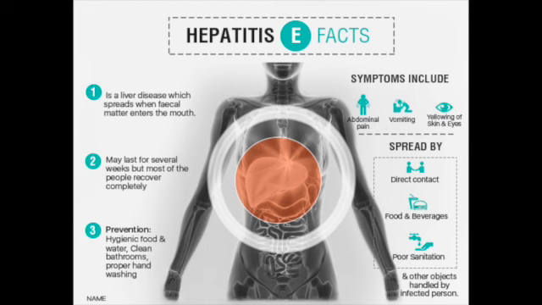Type E is transmitted by the fecal-oral route, just like hepatitis A is. It is transmitted typically when someone consumes food or water that's contaminated with feces. This is a worldwide health problem, and the most common cause of acute hepatitis in developing countries as well. Hepatitis E is only an acute infection.